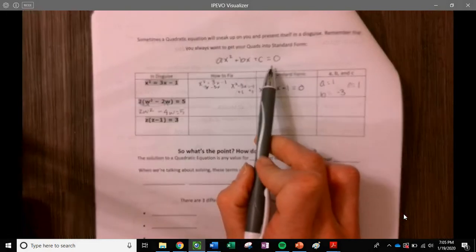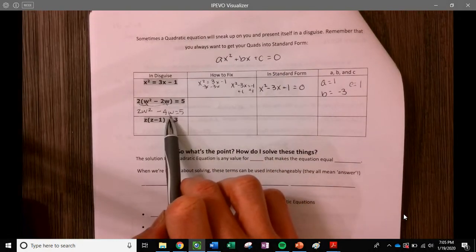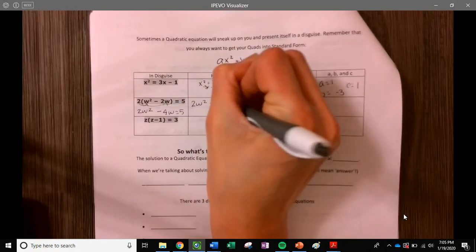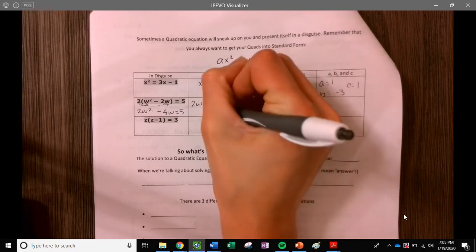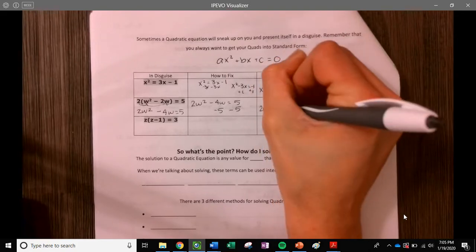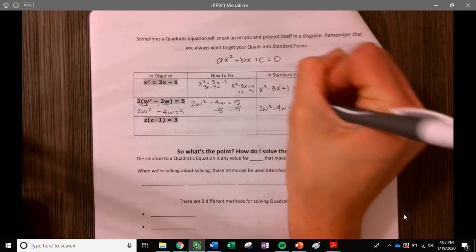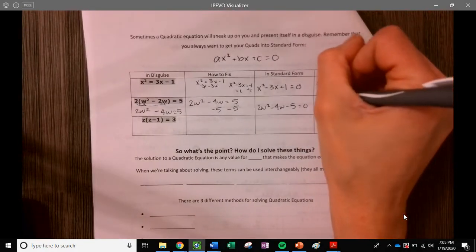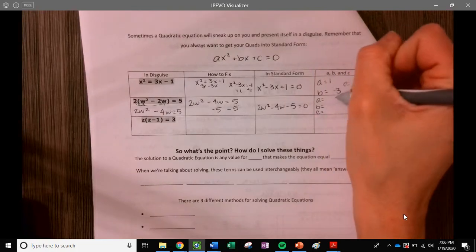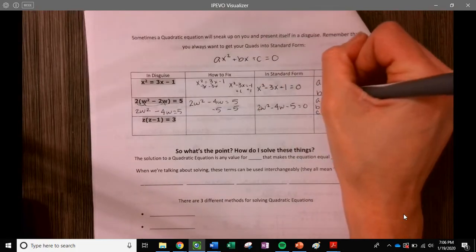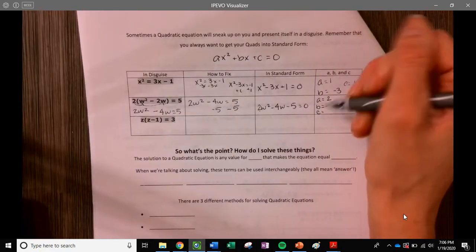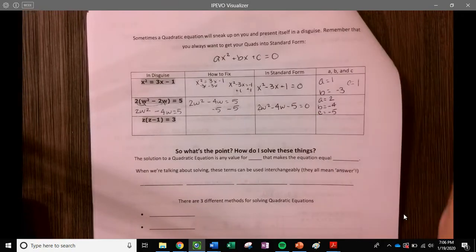All right, so I know my equation has to be set equal to 0, so I've got to get this 5 here on the other side. If I have 2w squared minus 4w equals 5, I'm going to subtract 5, do the same thing to the other side. So in standard form, I've got 2w squared minus 4w minus 5 equals 0. That means my a value, my b value, and c value, let's see, a is going to be 2, b is going to be negative 4, and c is going to be negative 5.